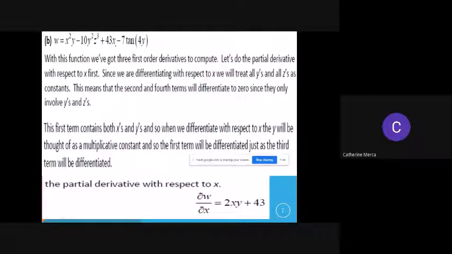For the 43x, the derivative of x with respect to x is 1. So I have 43 here. But how about the tangent? Again, it's y only, so this becomes another constant. So the derivative is 0 again. That's why the derivative of this with respect to x will give you 2xy plus 43. Is that clear? Yes, ma'am.